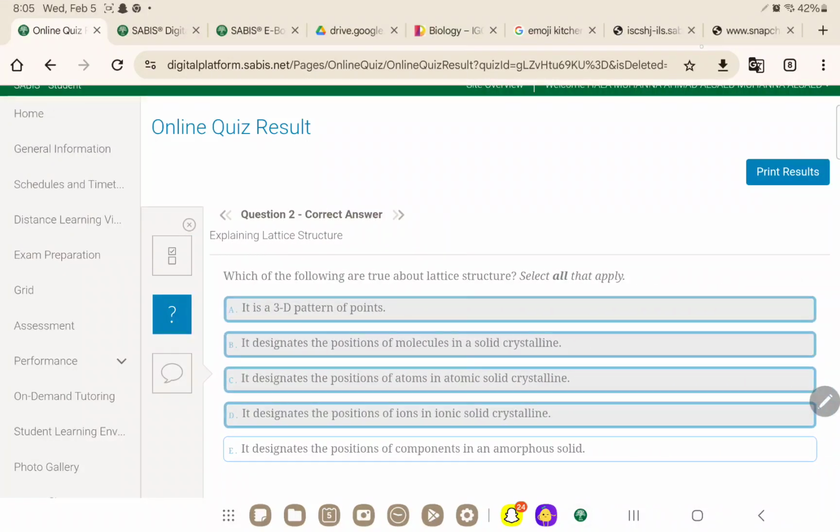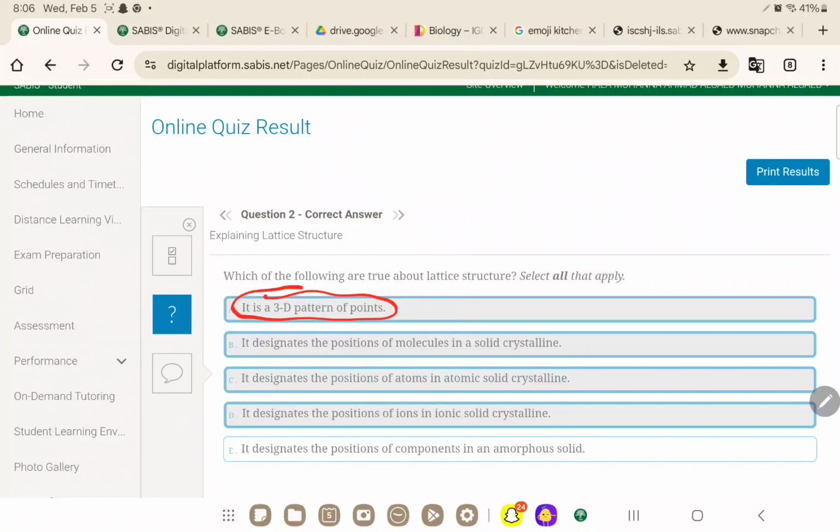Now, which of the following is true about the lattice structure? It's a 3D pattern of points. Yes, it is, because it's a lattice. Let's say it's an ionic lattice. Positive will be a full circle, negative will be empty. Positive, negative, positive, negative, negative, positive, negative, positive. You get the picture? Then they're gonna go behind each other, and they're gonna make this cube. It's gonna be a lattice.